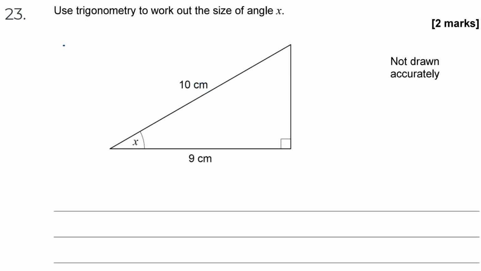Use trigonometry to work out the size of angle x. Okay, right, so trigonometry is a right angle triangle, so it's about SOH CAH TOA, isn't it? Is that how you remember it?